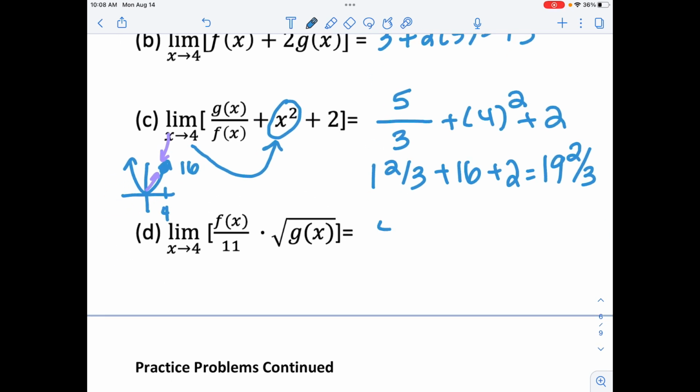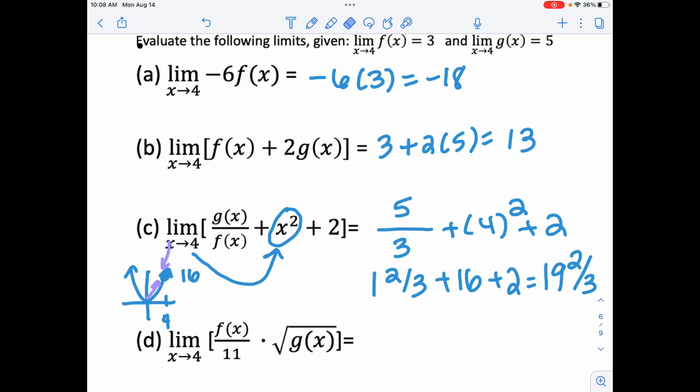This one we'll do 3 over 11 times the square root of 5. And we can't really simplify that, so we'll leave it like this.